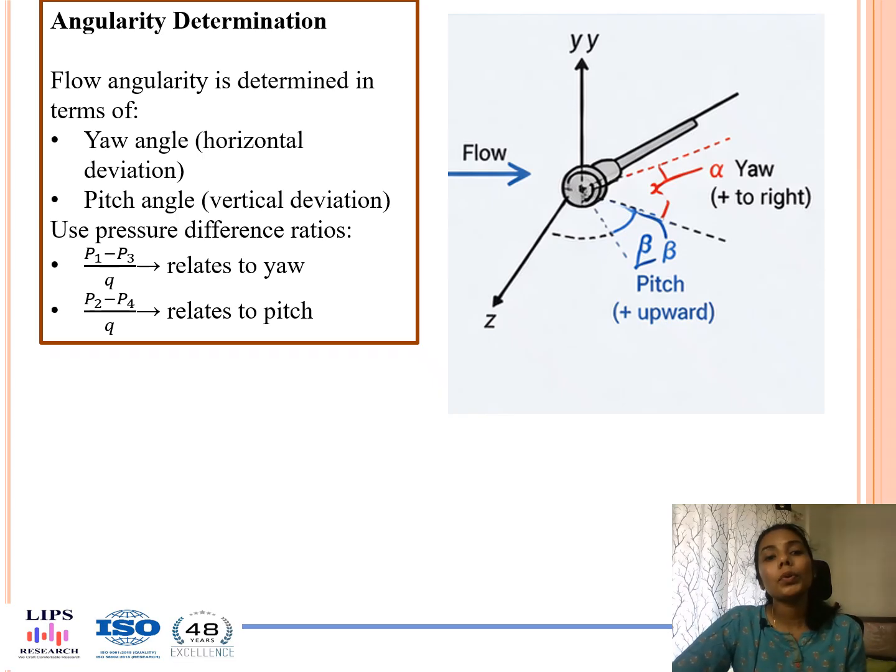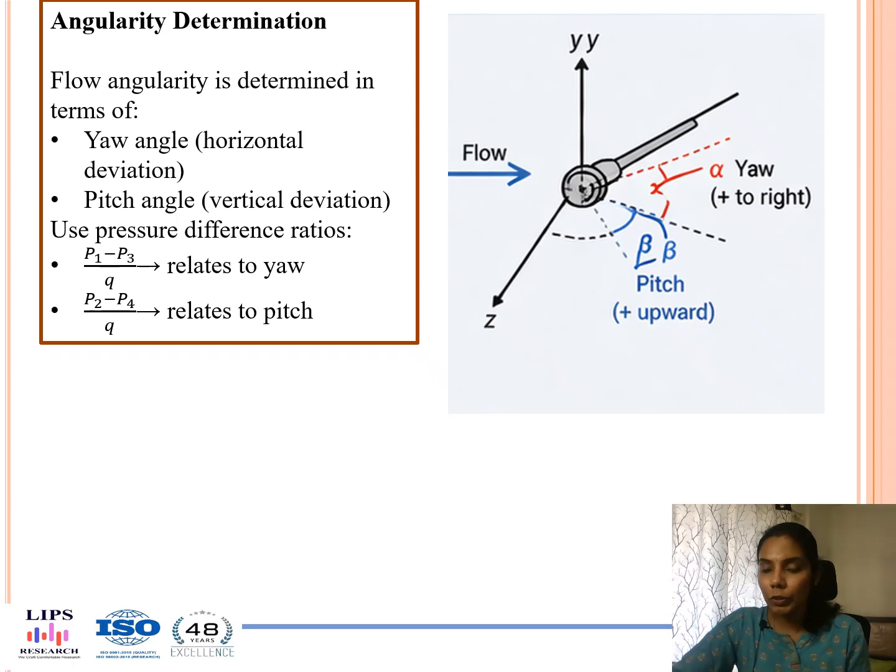Now, if we want to determine these angles, namely the yaw angle and the pitch angle, the pressure difference ratios are used. So, for yaw angle, P1 and P3 pressures are used, and for pitch angle, P2 and P4 pressures are used. So, these are the equations which are noted down in the slides, which help us to determine the yaw angle as well as the pitch angle.